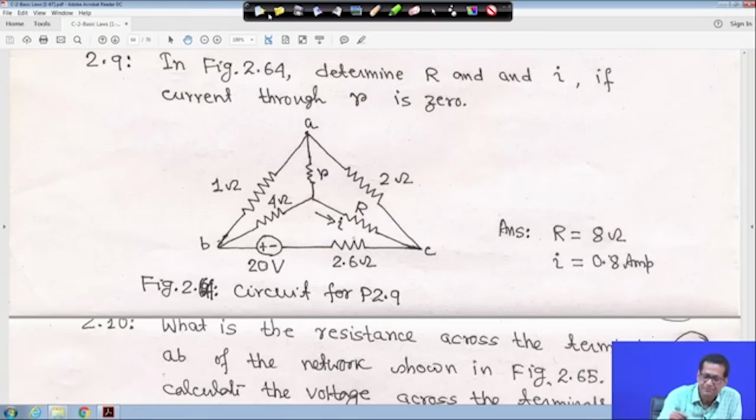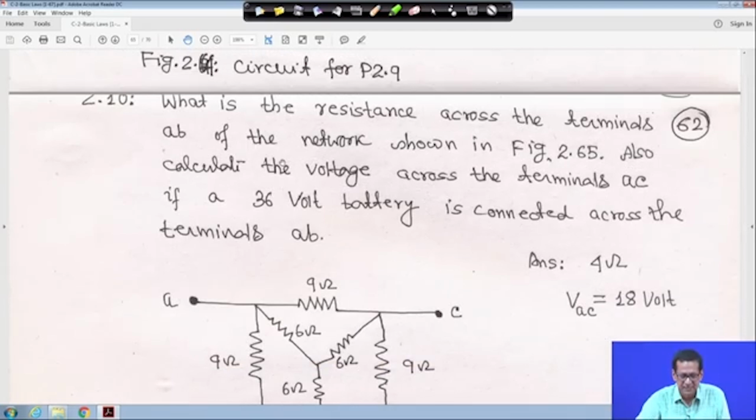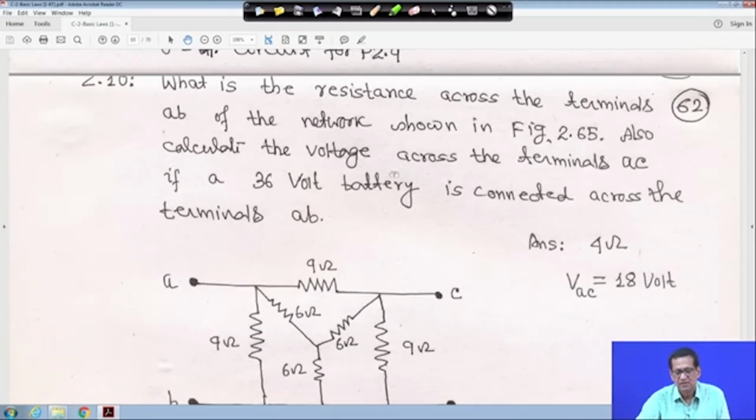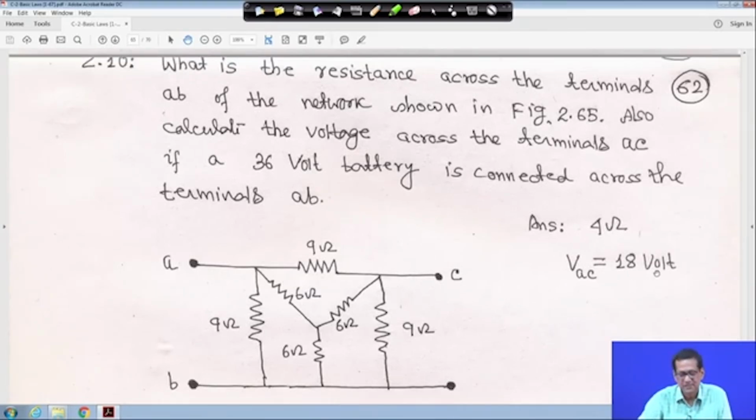One more last one. What is the resistance across the terminal AB of the network shown in the figure? Also calculate the voltage across the terminal AC if a 36 volt battery is connected across the terminal AB. Read carefully and find RAB and VAC. The answer is given: 4 ohm and VAC is equal to 18 volt. So these 10 problems, there may be many more, I have given as an exercise.